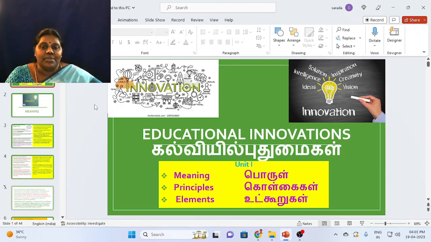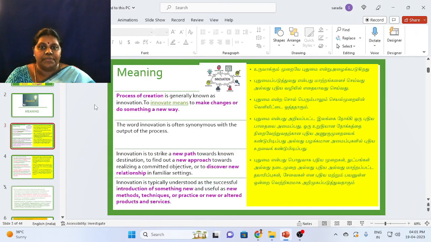Today in this class I am going to present the topic educational innovation. Today we are going to discuss the meaning of the term educational innovation, the principles of educational innovation, and the elements of educational innovation. First of all, we will see what we mean by the term innovation.